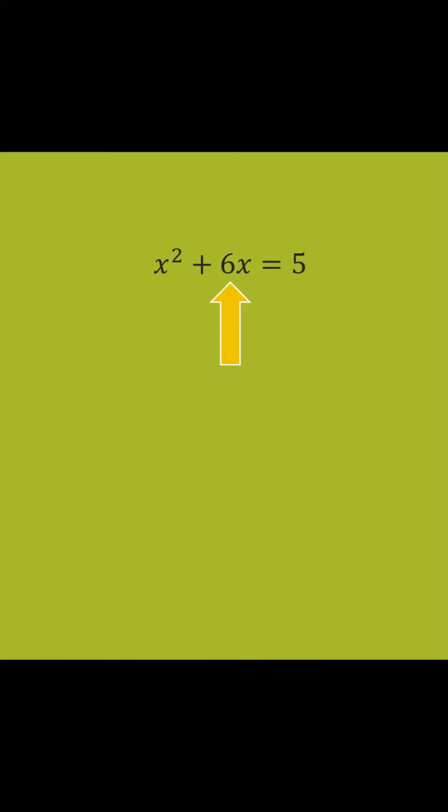Next, I'm going to take the coefficient of x. In this case, it's positive 6. I'm going to divide it by 2 and square it. Remember that the sign goes along with the number, so if there's a negative number there, make sure you grab it when you're dividing by 2.